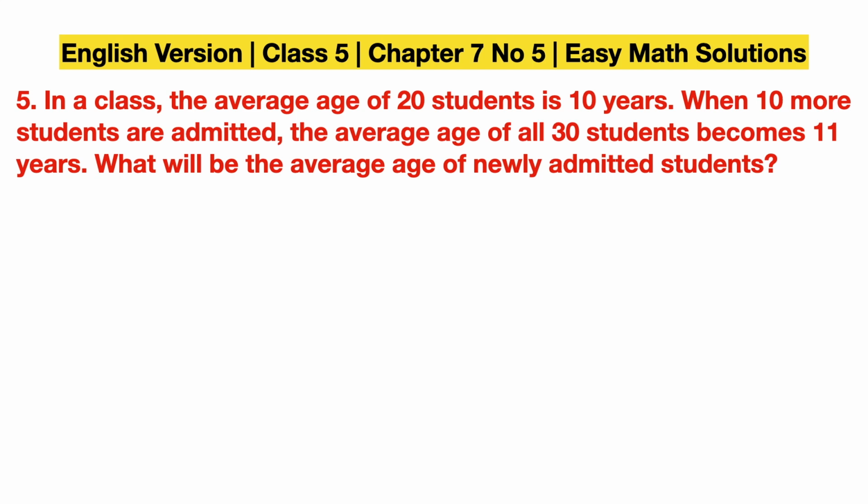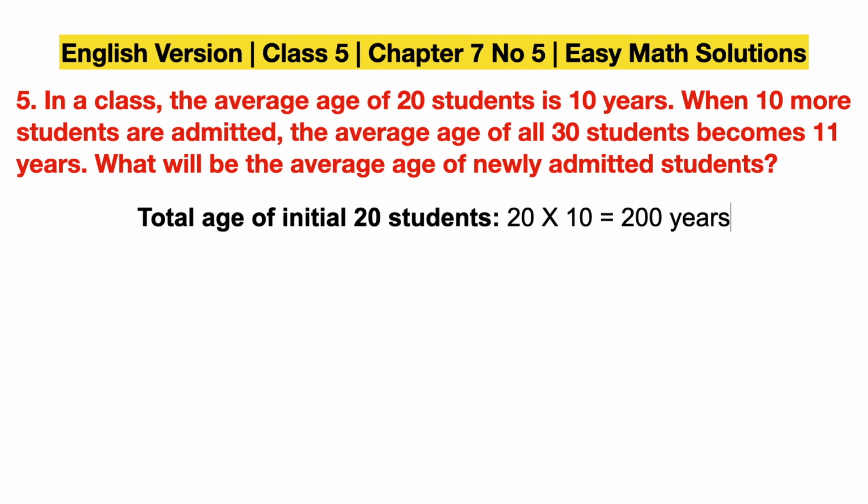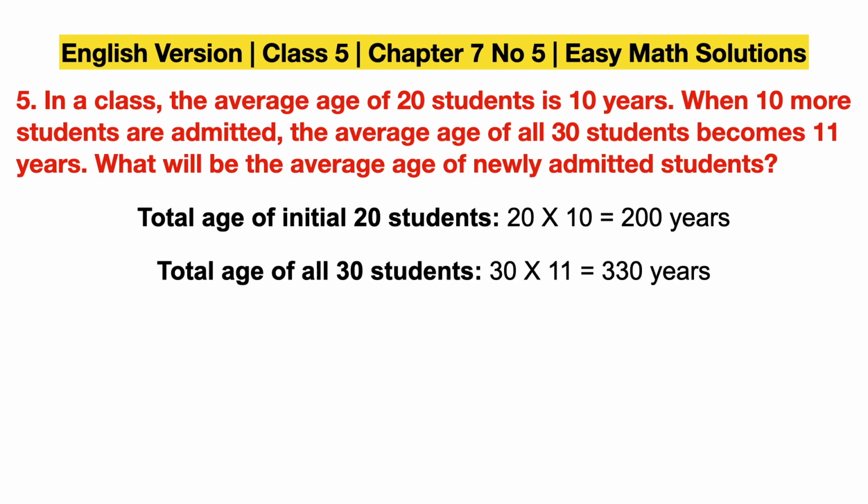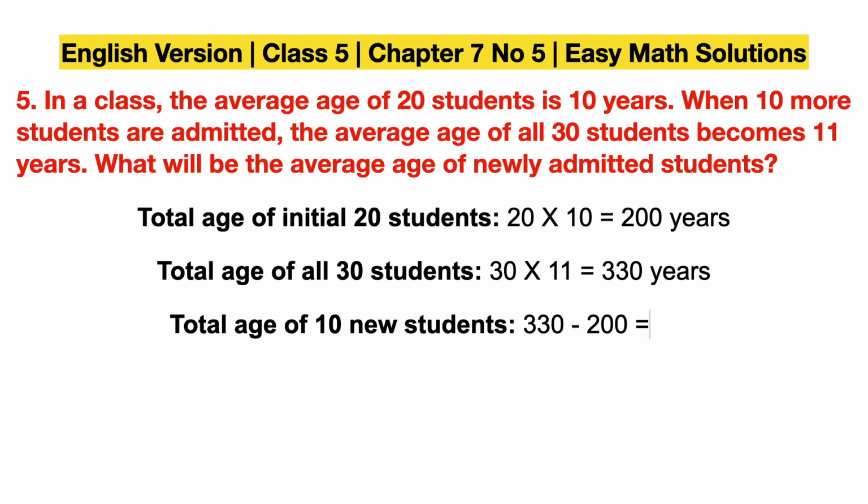Then we find the total age of 20 students. The total age of 20 students equals 20 into 10, equal to 200 years. Total age of the 30 students, newly coming, equals 11, then 30 into 11 equals 330 years.